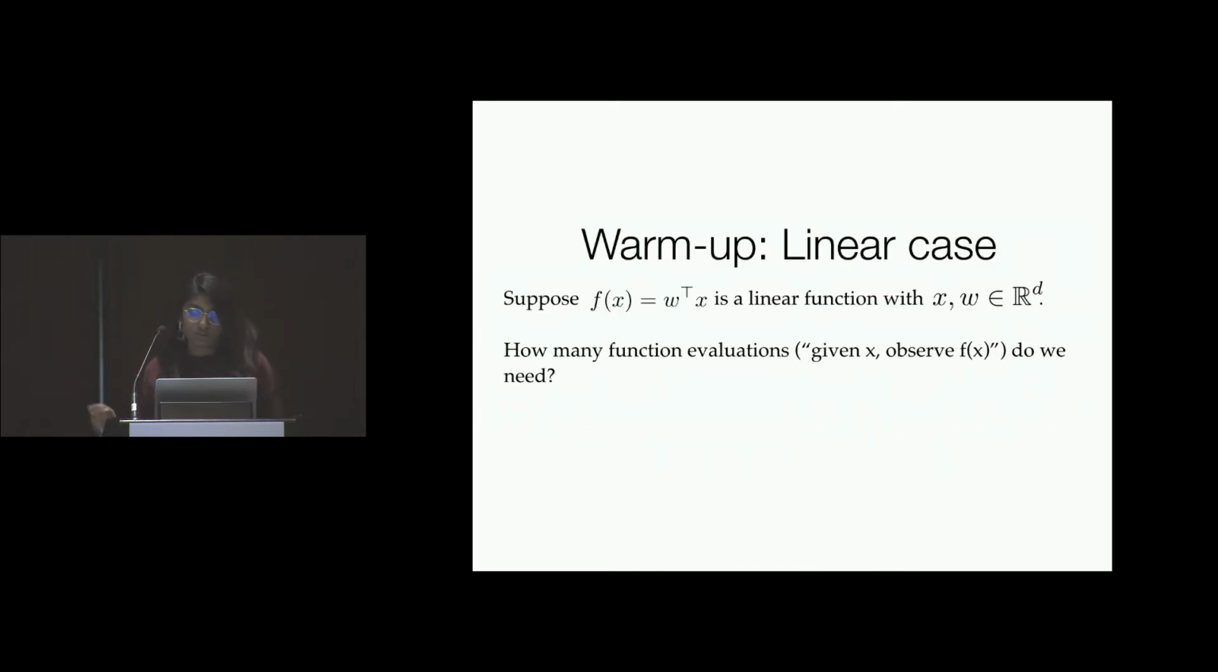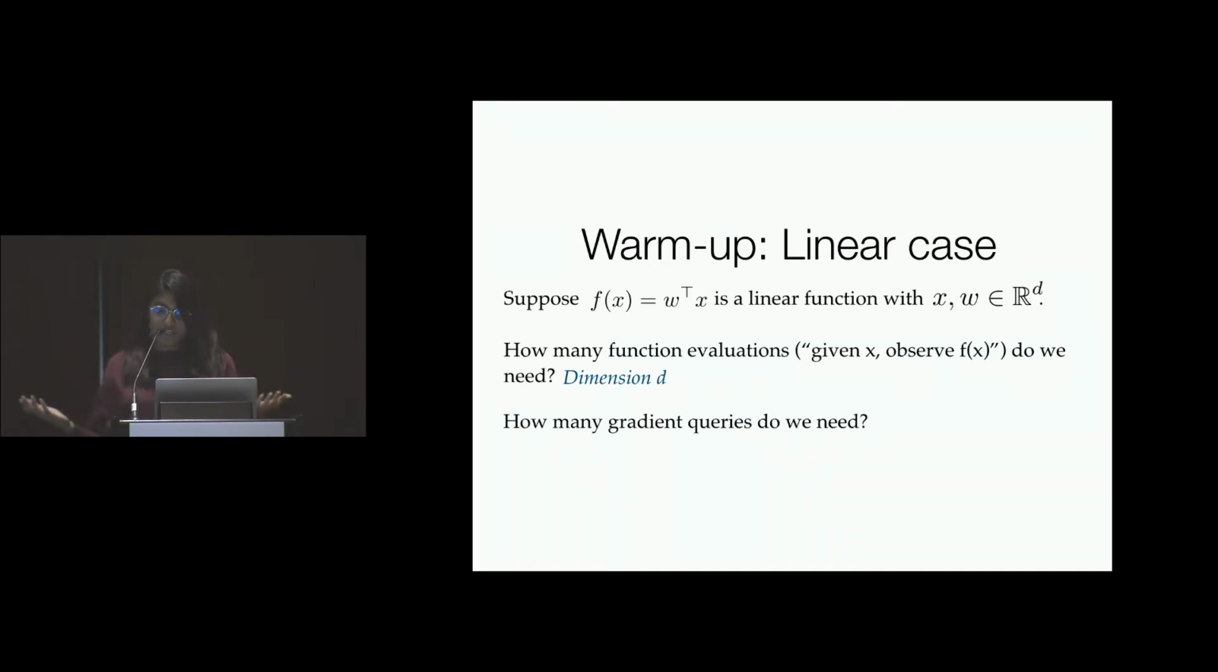So as a warm-up, let's just look at the simple linear case. Suppose f(x) equals w transpose x, a linear function with weight vector w. So how many function evaluations would we need to reconstruct the model? In this case, reconstruction simply amounts to figuring out what the weight vector w is. Well, we would need d queries, where d is the dimension of the input vector and the weight vector, because after d queries, we have d linear equations, and we can just solve for w.